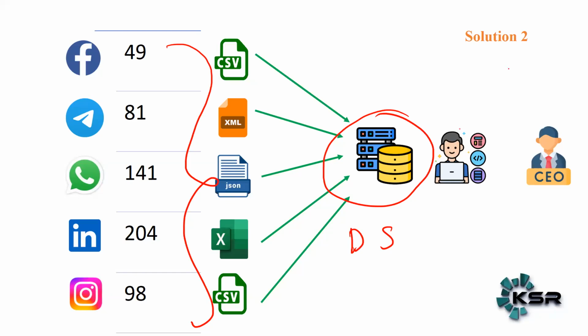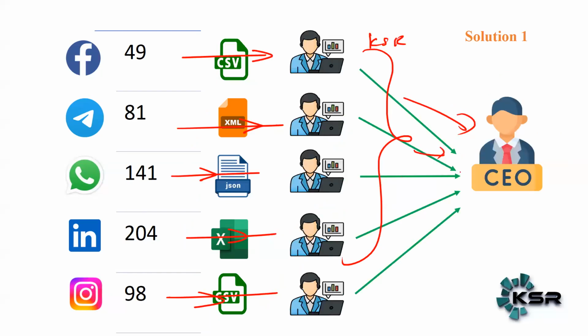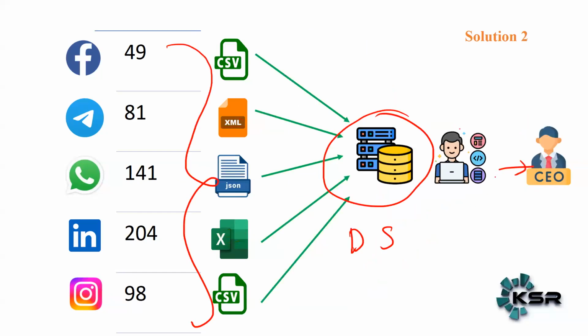In the earlier setup, 5 people are reaching out to the CEO, and the CEO will get frustrated. But here, one person is enough to communicate. And who is that person? That person is called a data engineer.